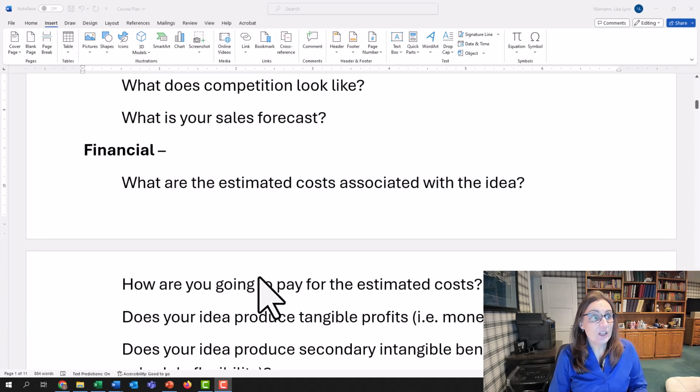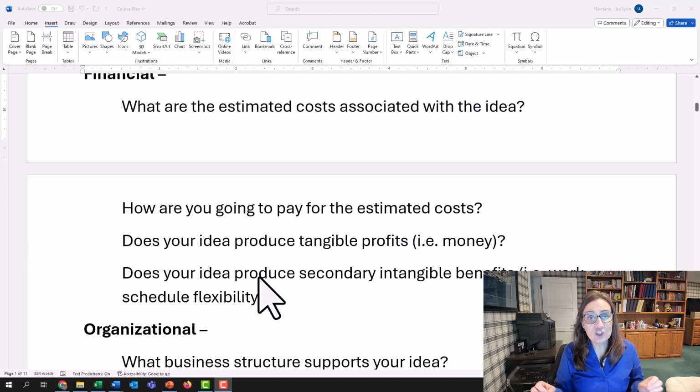Then we'll spend a couple weeks in the financial section, because the financial section is so very important. It's show me the money. Where are the dollars? Is this profitable or not? What are the tangible profits, i.e. money, coming out of this? What are the intangible benefits? These are things you can't put a dollar amount on, but they're very valuable. An example is work schedule flexibility.